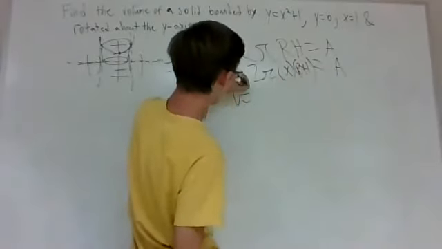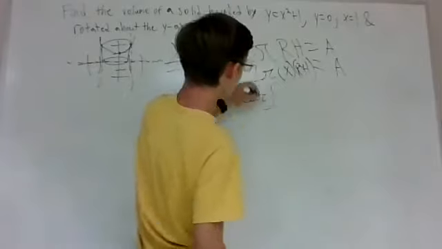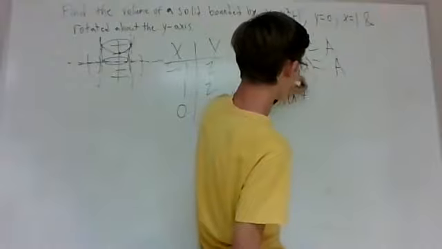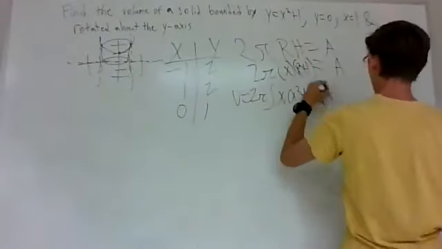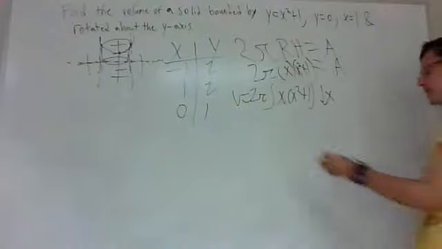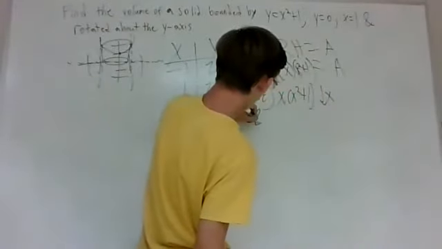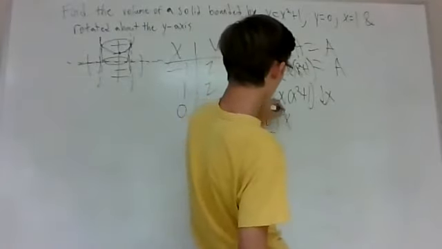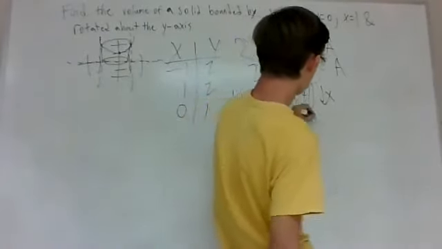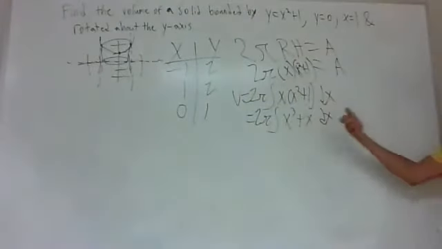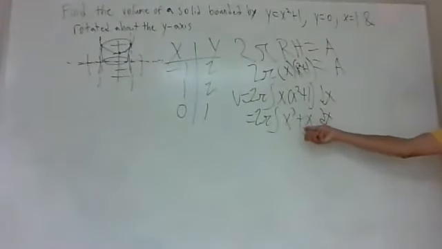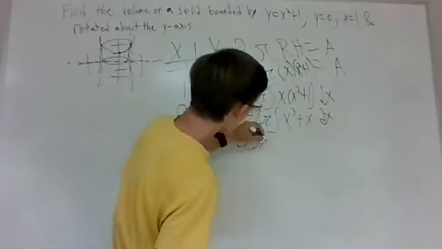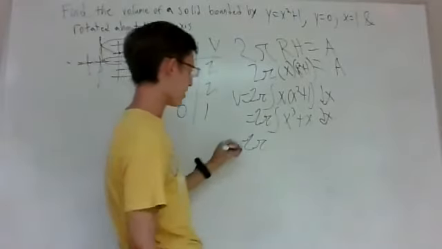So the volume would be 2 pi integral of x times x squared plus 1 dx. First thing we need to do to simplify this is to plug in the x into the other equation. So then we would get x cubed plus x dx. Second thing we need to do is separate these two terms from each other. So then we would get 2 pi while we integrate at the same time.